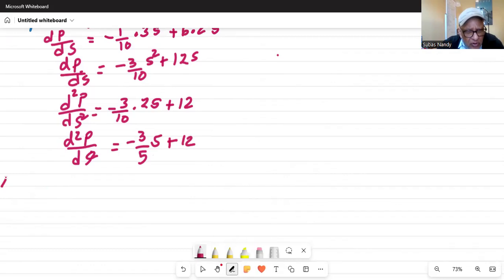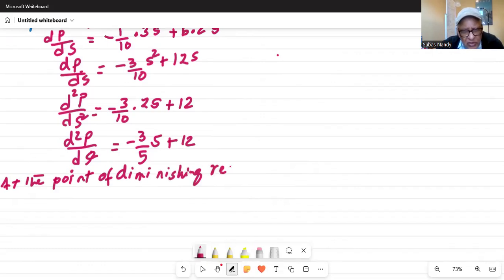Like I said, at the point of diminishing return, the second derivative of P with respect to S is 0.